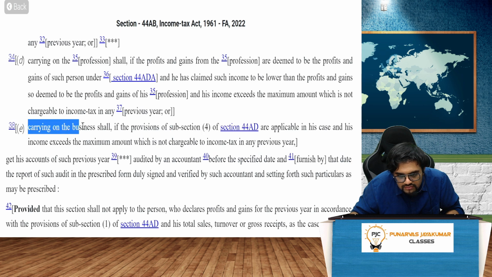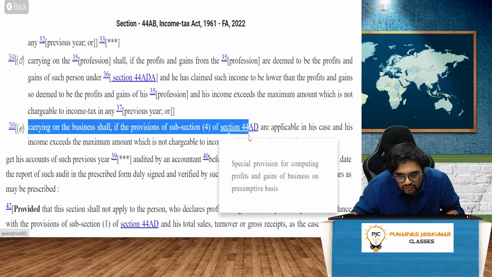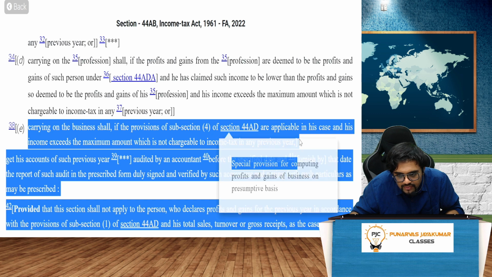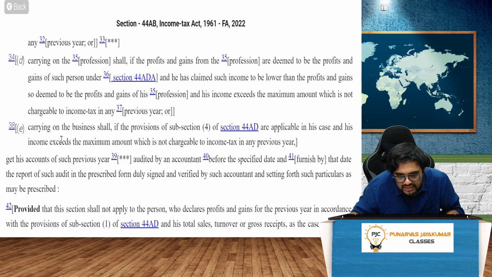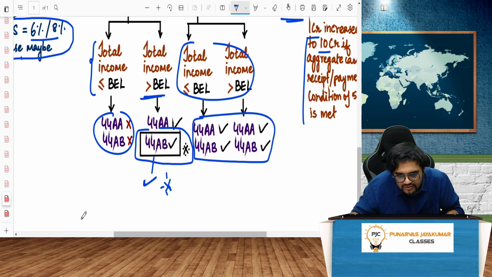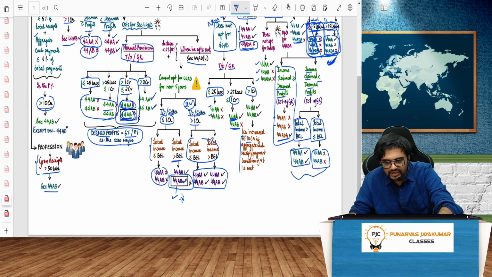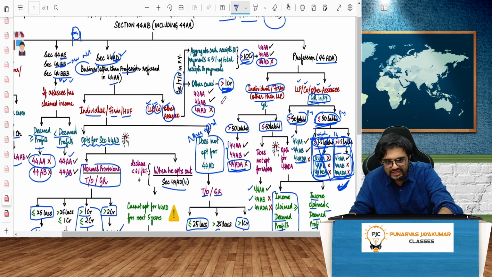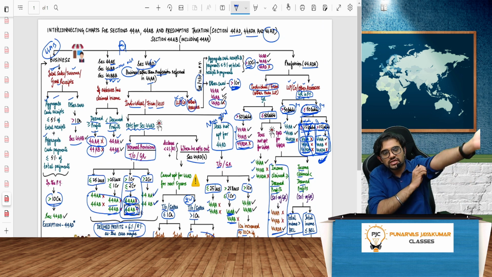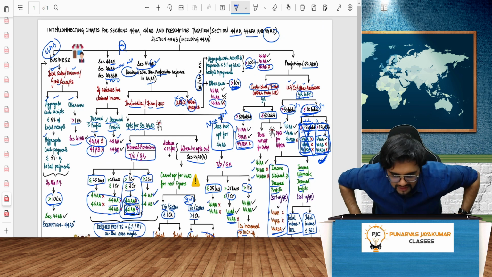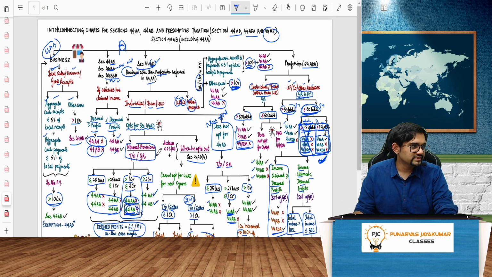Tax audit will come if the provisions of subsection 4 of 44AD are applicable and his income exceeds the maximum amount which is not chargeable to income tax in the previous year. Similar provisions are there in 44A also. So it will come, guys. So my dear friends, I hope you enjoyed this discussion as much as I enjoyed making this chart. It took me some time, but I think it was worth it.